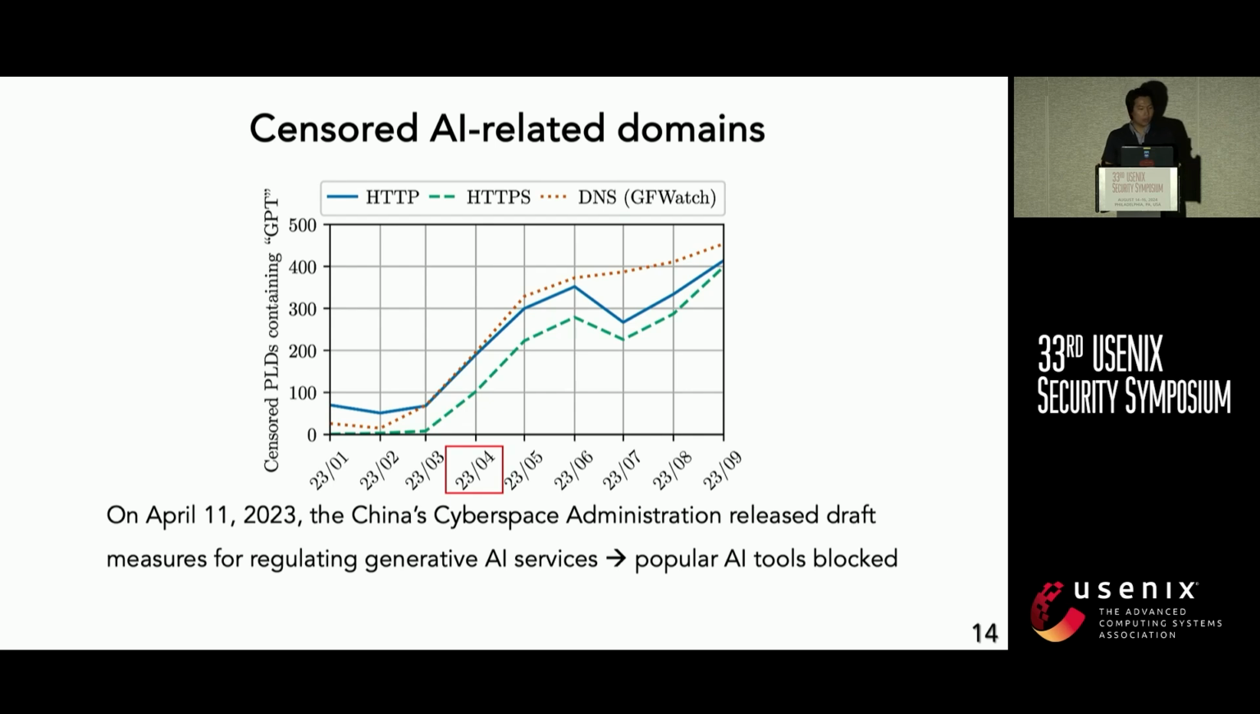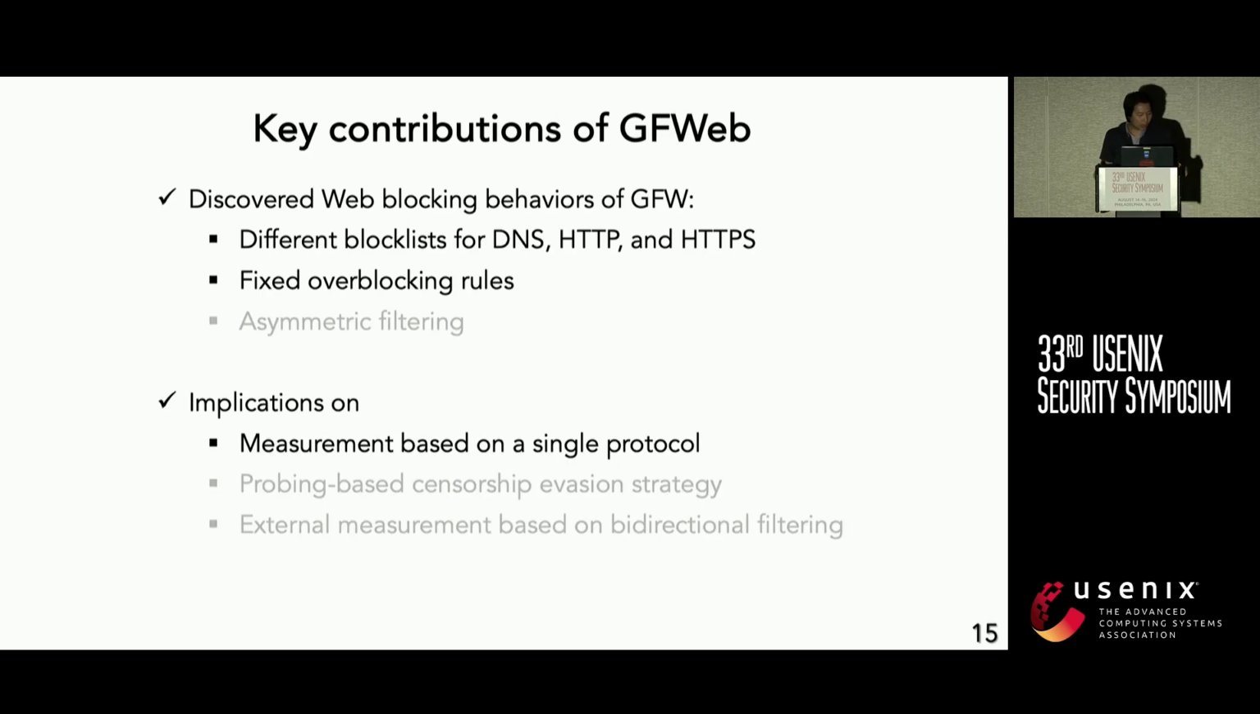With that, in this talk, I didn't cover everything that we have in the paper, but technically, with GFWeb, we discovered that there are different block lists. They overlap, but they are not identical. For DNS, HTTP, and HTTPS blocking, they actually fixed things. As a research community, sometimes we say, oh, we do academic research, they don't care, but apparently they do care.